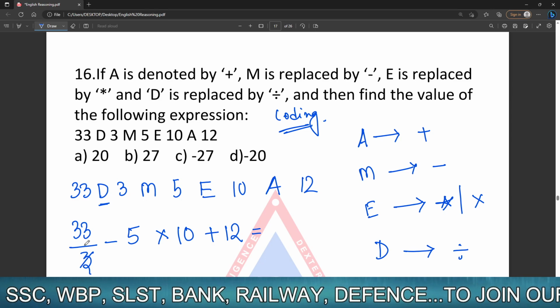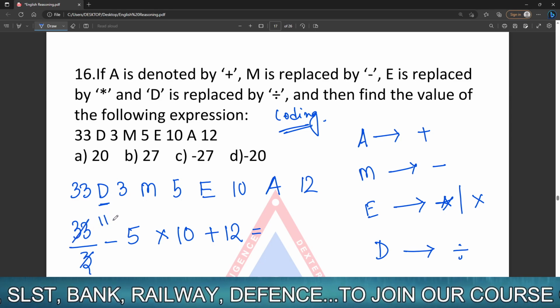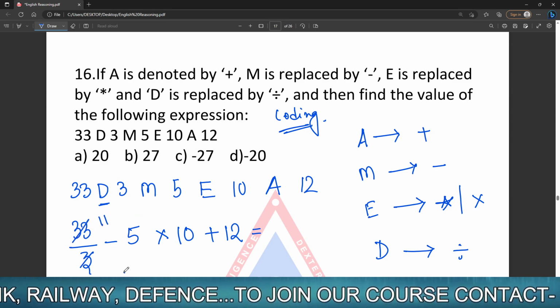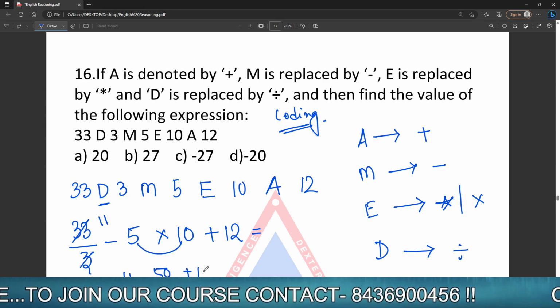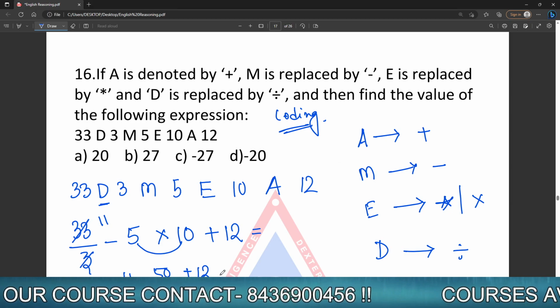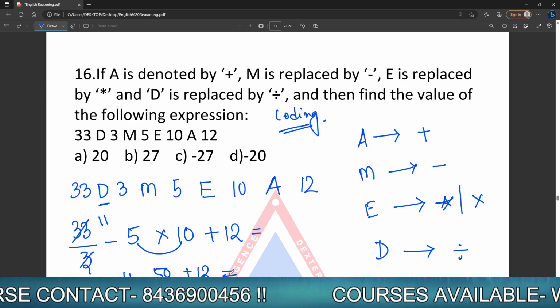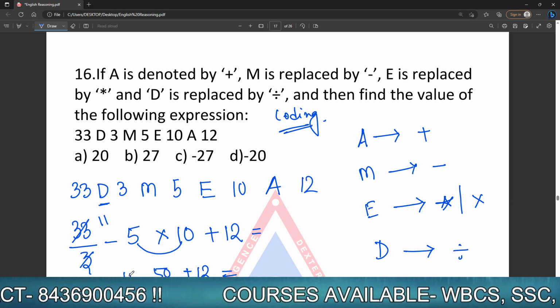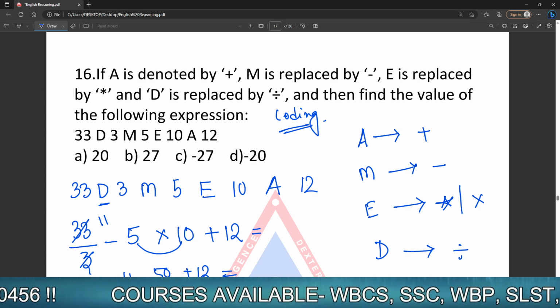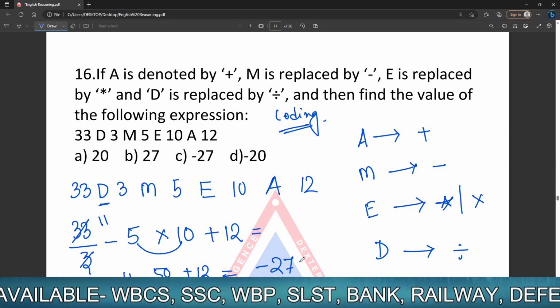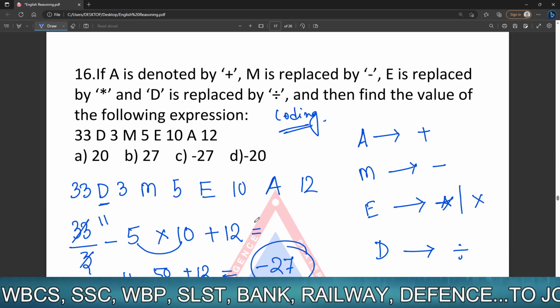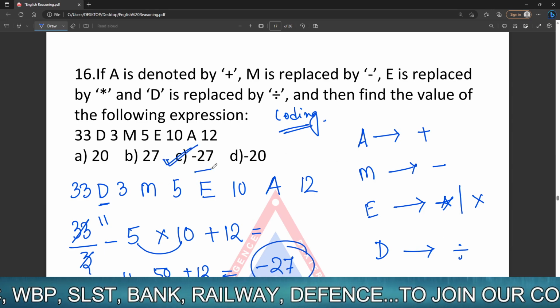So what will be there? If we cut this one, it comes down to 11. So 11 minus 5 times 10 is 50 plus 12. And if we calculate this, 11 plus 12 is 27. 27 minus 50 is minus 27. So the answer for this question is option C, minus 27.